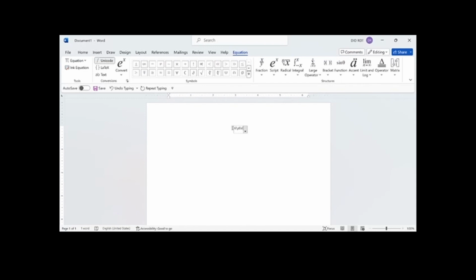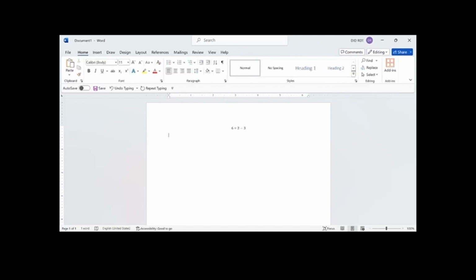After typing backslash div, press the space bar. When we press space bar, this backslash div is going to be converted into the divided by symbol. Now, after that, again, press the number which we want to divide. 2 equals 3. Now I finished the entire sum.